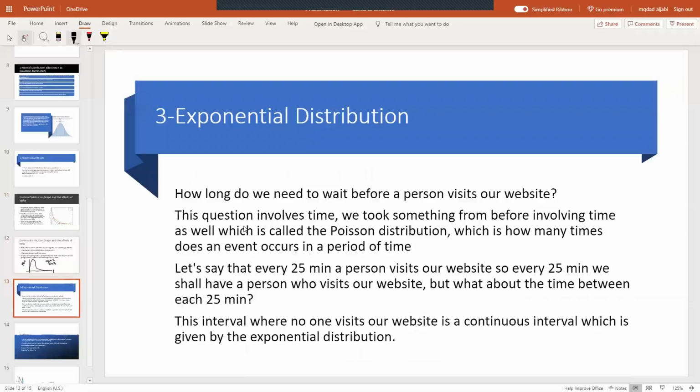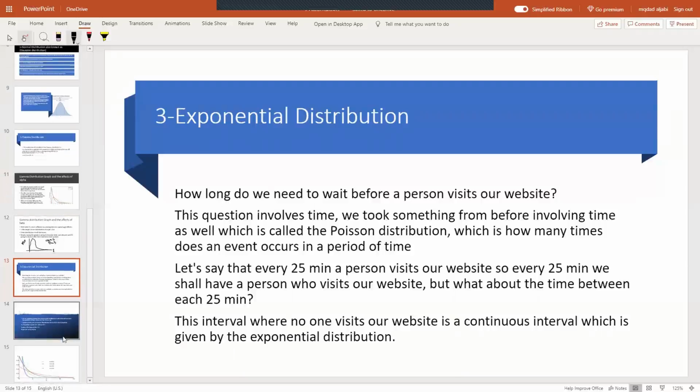The exponential distribution. How long do we need to wait before a person visits our website? This question involves time. We took something from before involving time as well, which is called the Poisson distribution, which is how many times an event occurs in a period of time. Let's say that every 25 minutes a person visits our website. But what about the time between each 25 minutes? This interval where no one visits our website is a continuous interval which is given by the exponential distribution.